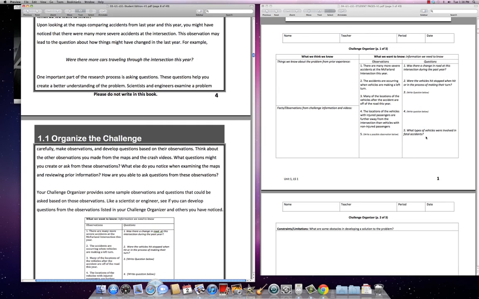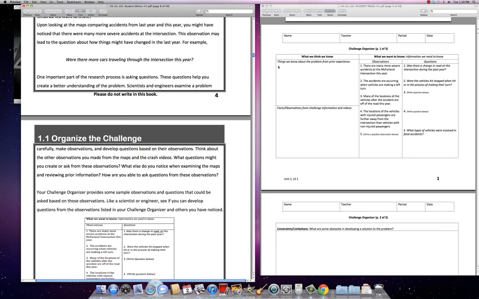And then for the last question we wrote, the students would write a possible observation. What types of vehicles were involved in fatal accidents? So possibly an observation there might have been, it seems that large trucks were always hitting small smart cars at the intersection. There is a large difference between the sizes of the cars involved in these accidents. So any observation that discusses the types of vehicles or the number of fatalities or severe accidents would work there.